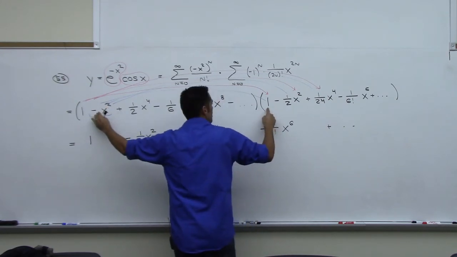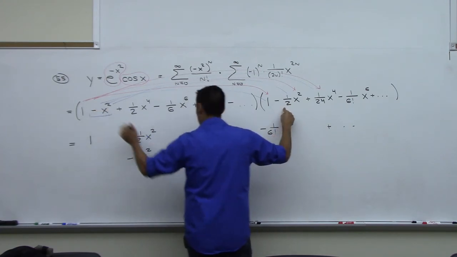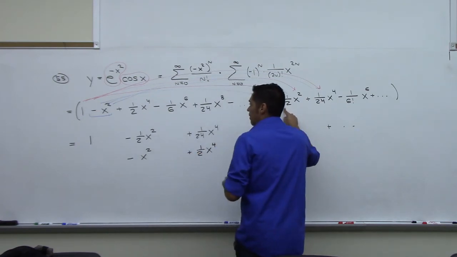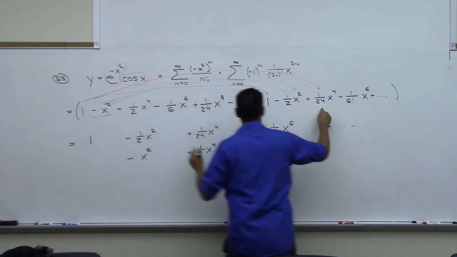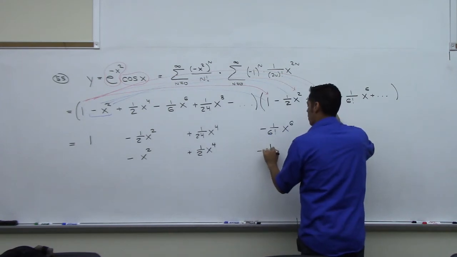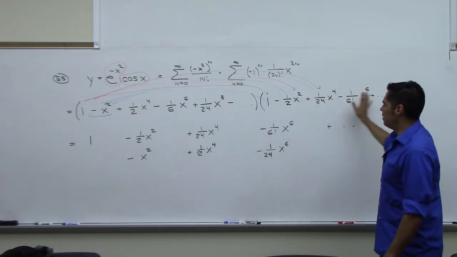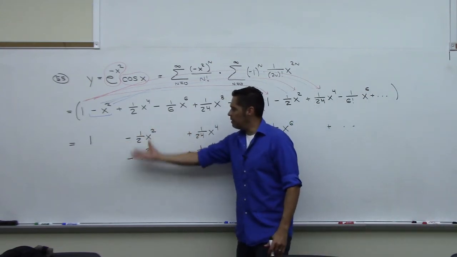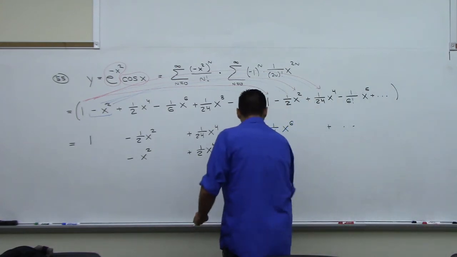Now if I do negative x squared times negative 1/2 x squared, 2 negatives become positive. I should get positive 1/2 x to the 4th. And then let me do another one. This times this. So I'm going to get a negative this time. And it's going to be negative 1/24 x to the 6th. And I don't think I'm going to need any more. Because remember, all I want is the first 3 terms, and it looks like I'll be able to get them from here. But let me go and multiply out one more of these.